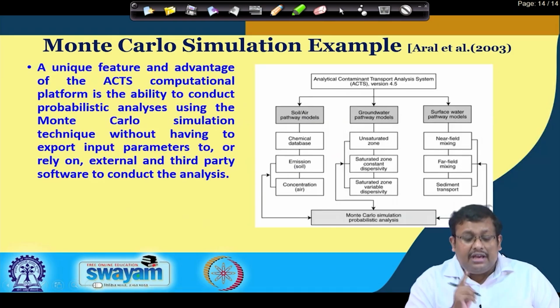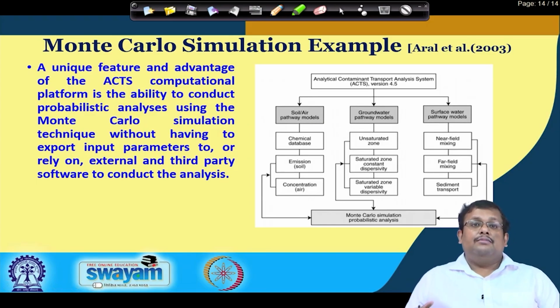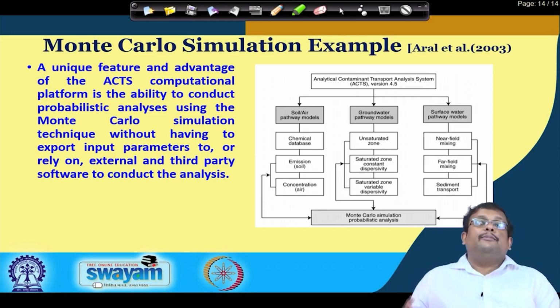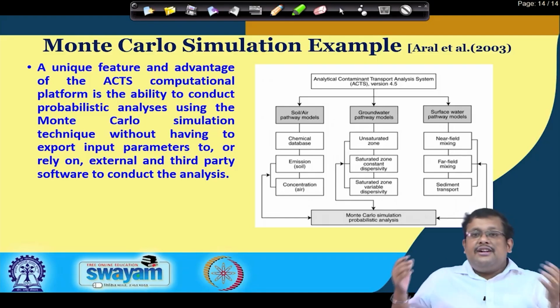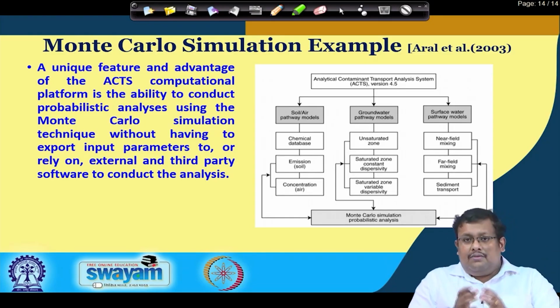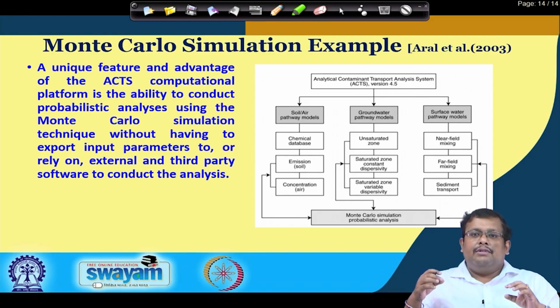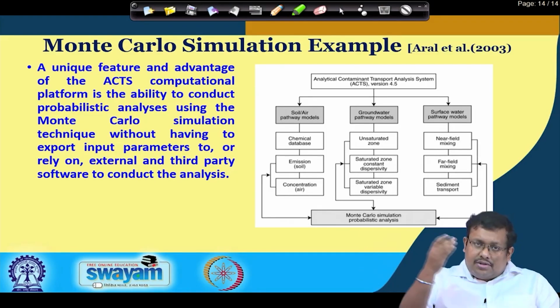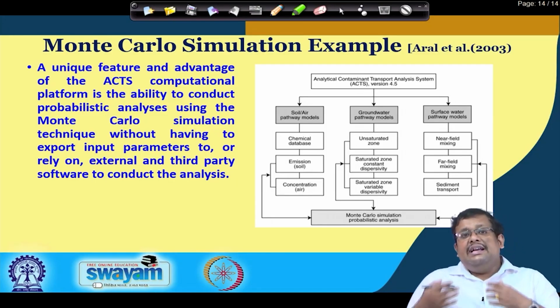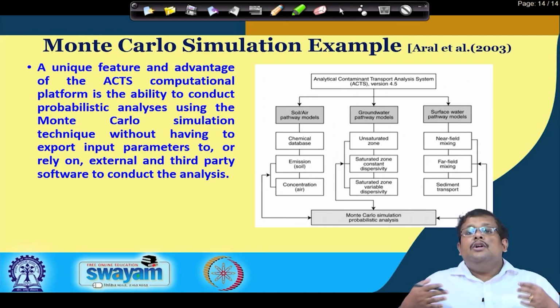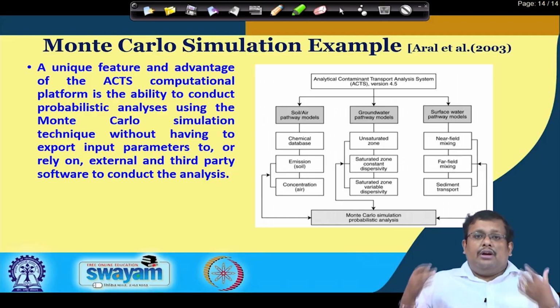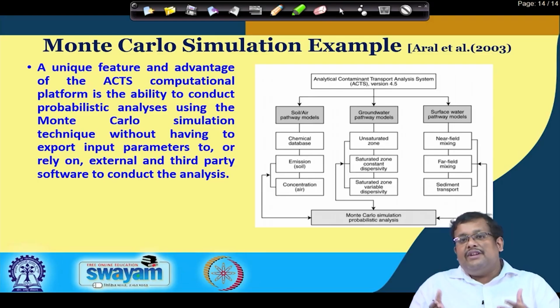Now, a unique feature and advantage of this ACTS computational platform is the ability to conduct probabilistic analysis using the Monte Carlo simulation technique without having to export input parameters to, or rely on, external third party software to conduct the analysis. Generally, when we input different parameters into any type of simulation model, those parameters are also predicted or generated by third party models. With the ACTS computational platform, we can use this Monte Carlo simulation, so that we do not need any third party software for the input parameters. This is the benefit of using Monte Carlo simulation in different types of pollutant transport models.